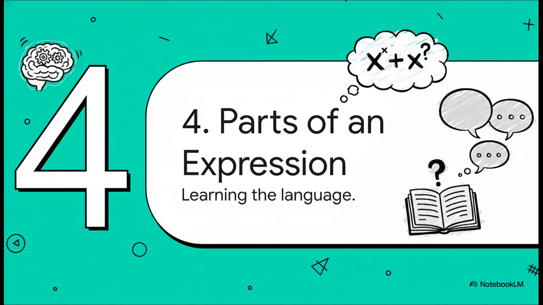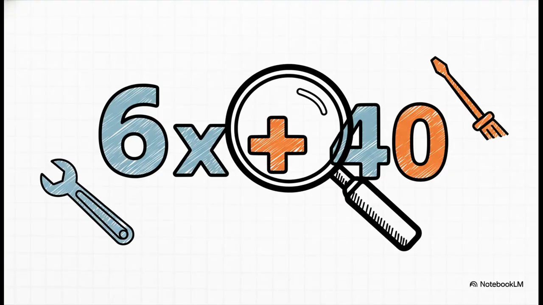You're doing great. So now that we know how to use these expressions, let's learn the names for their different parts. It's kind of like learning grammar for a new language. Once you know the words, it's so much easier to talk about the math and know what's going on. We're going to use this expression right here as our example: 6x plus 40. Let's take it apart and see what's inside.